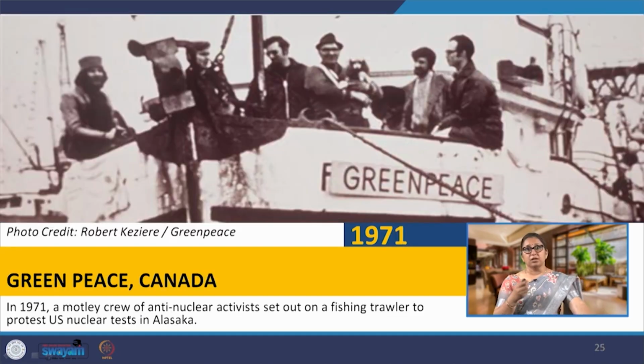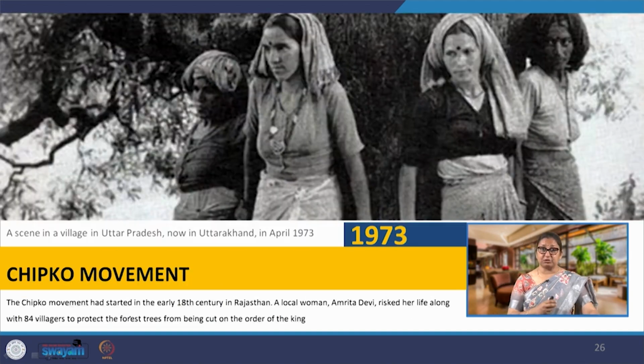This is an indicator that the environment is something that still needs a lot of attention, and it is just continuing. In 1971, Greenpeace Canada was formed, and a crew of anti-nuclear activists set out to protest against US nuclear tests in Alaska. Well, eventually the tests did happen. They could not stop the tests, but it generated so much awareness across the world about activities like nuclear tests and how they are going to impact the environment, the aquatic life, and a lot of other life forms around. In 1973, there was the Chipko movement in India.